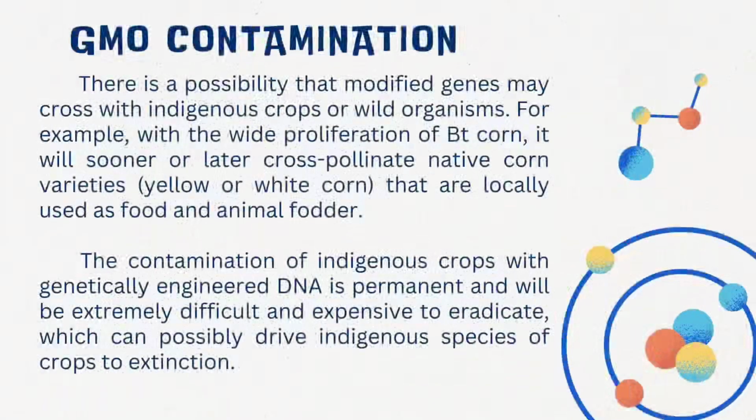GMO contamination. There is a possibility that modified genes may cross with indigenous crops or wild organisms. For example, with the wide proliferation of Bt corn, it will sooner or later cross-pollinate native corn varieties, yellow or white corn, that are locally used as food and animal fodder. The contamination of indigenous crops with genetically engineered DNA is permanent and will be extremely difficult and expensive to eradicate, which can possibly drive indigenous species of crops to extinction.